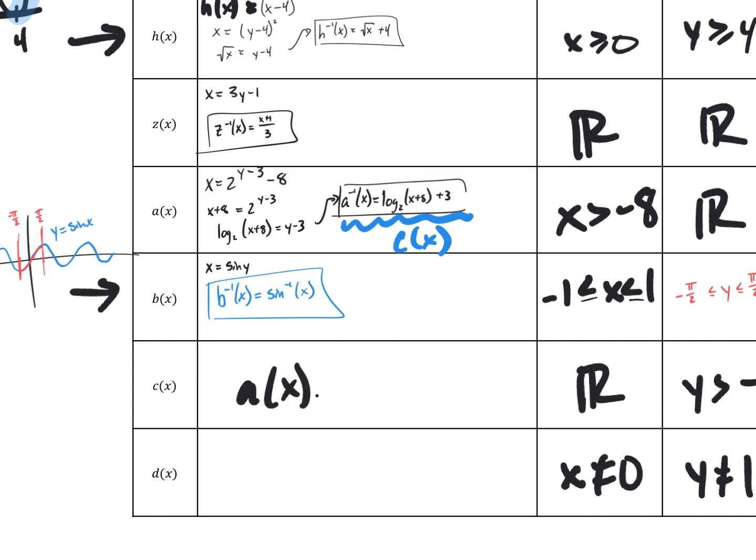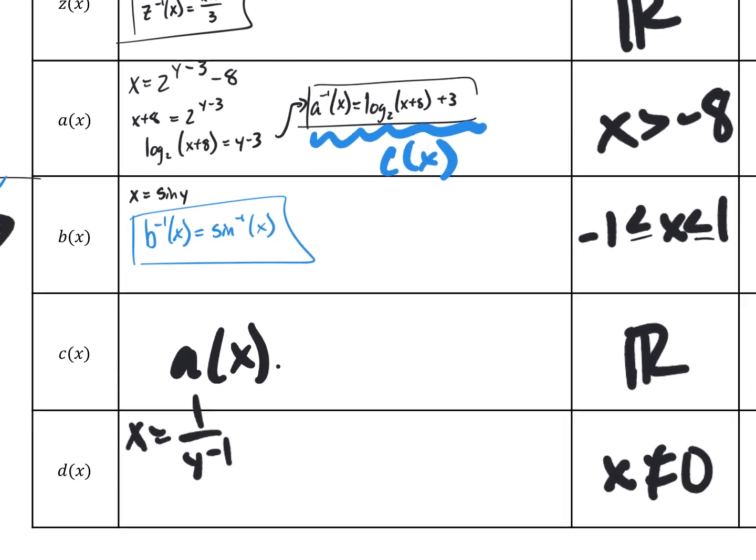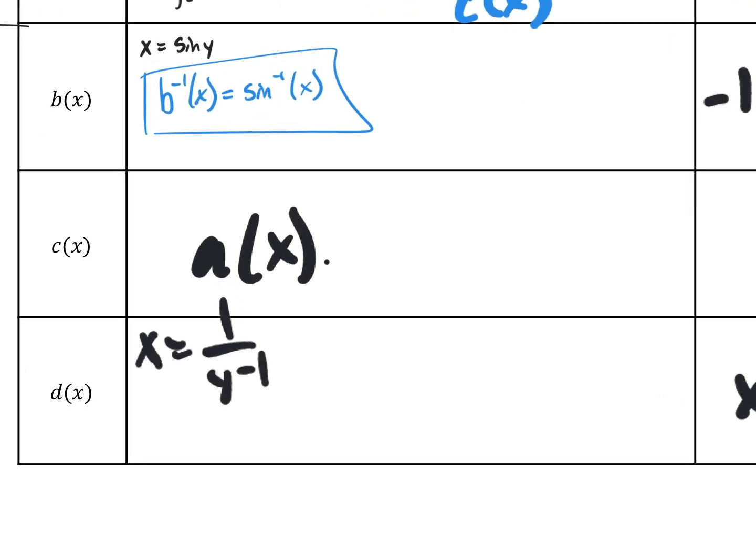That's going to come to be important on the next screen as well. Okay. d of x, x equals 1 over y plus minus 1. To solve this for y, we can multiply both sides by y minus 1, divide both sides by x. We're going to end up with y minus 1 equals 1 over x, and then y equals 1 over x plus 1. So we get that d inverse of x is equal to 1 over x plus 1.